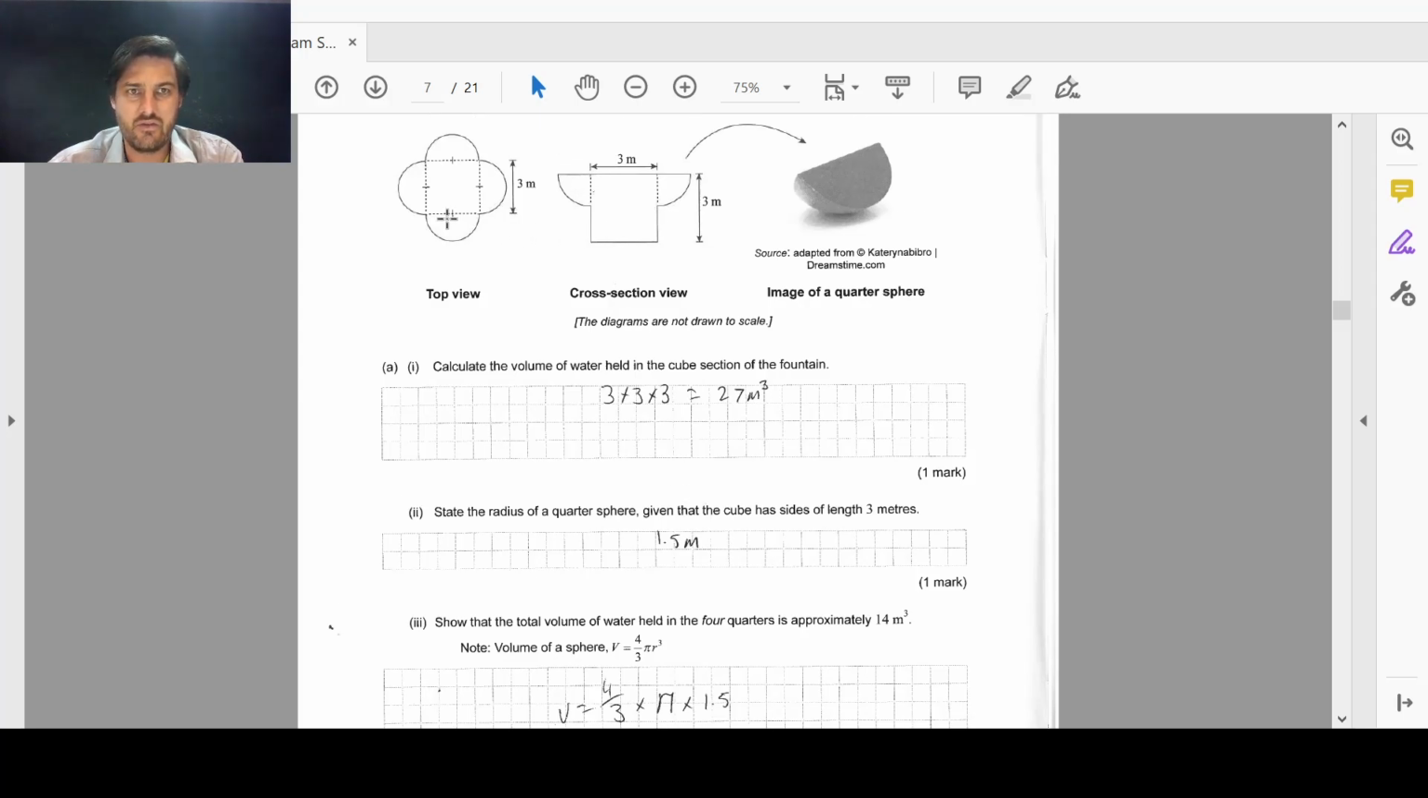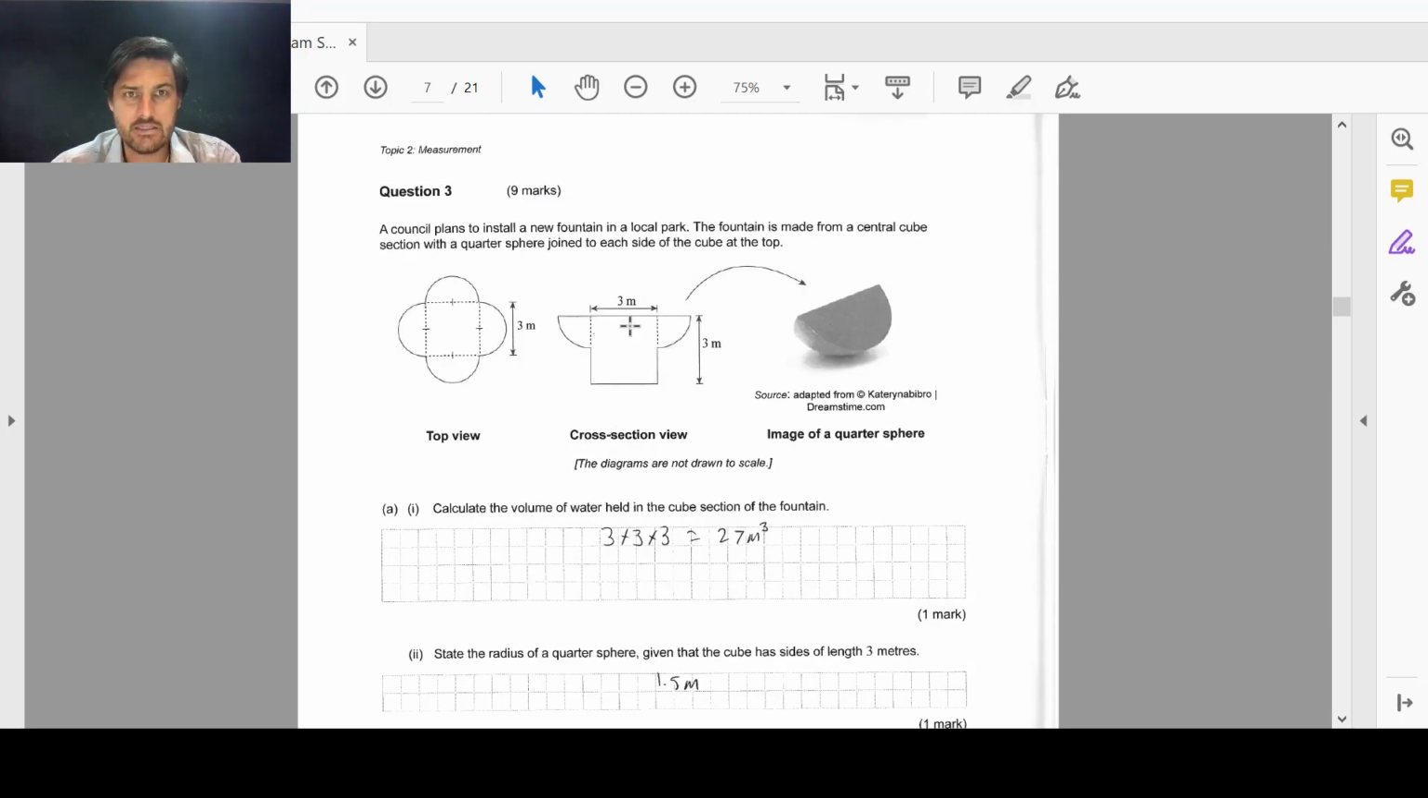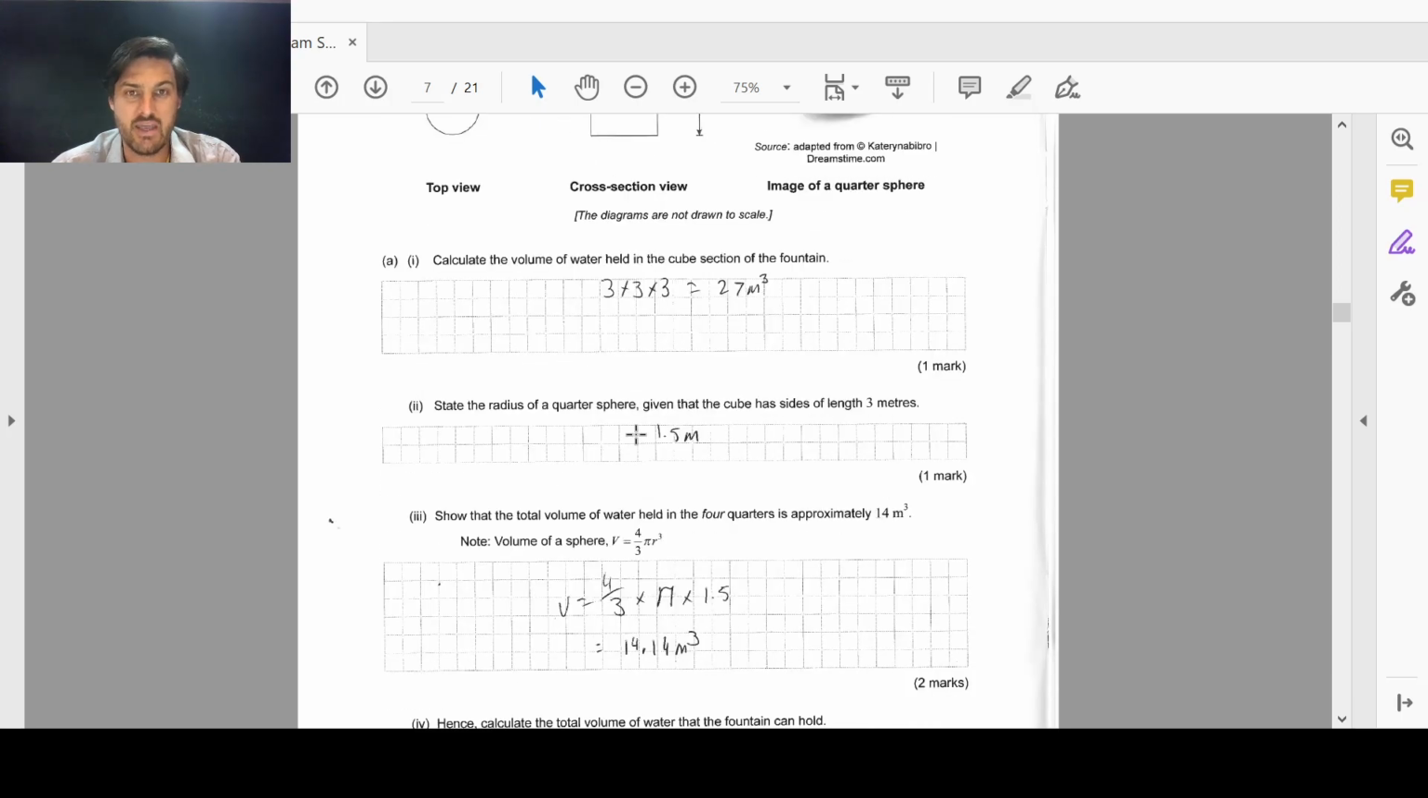State the radius of a quarter sphere, given that the cube has side lengths of 3 meters. So if this is 3 meters there, and they sort of fold over like that, then we know that the radius of this sphere on the top is going to be half of that.